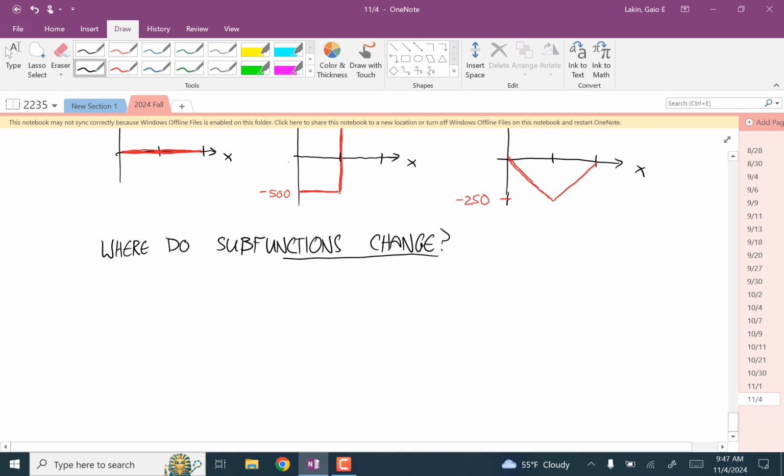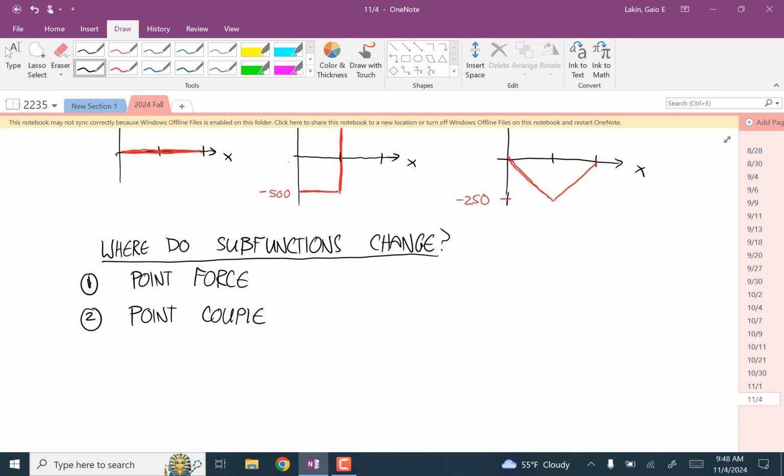Yep. Anytime you have a point force, you have to go to a new free body diagram. Anytime you have a point couple, that would be like a place where a motor is attached to this thing that's applying a torque. And we haven't gotten to this yet, but you have to deal with a new subfunction when a distributed load function changes.